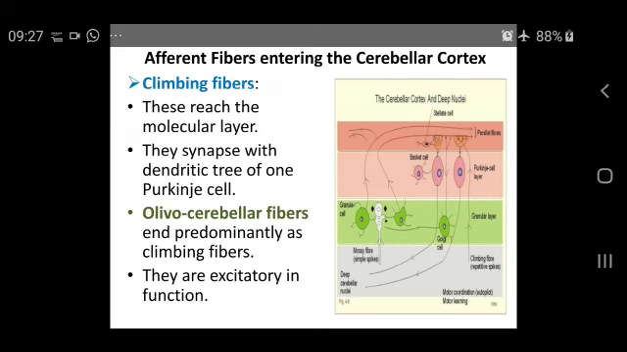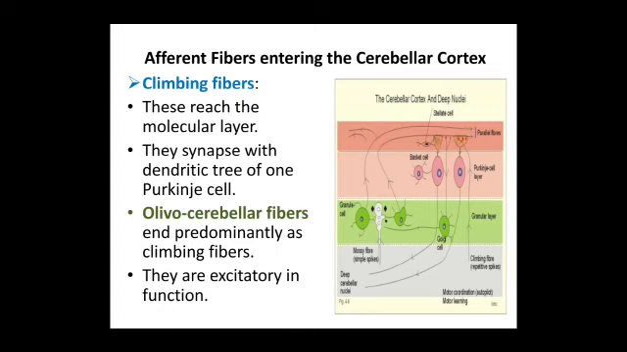Coming to the climbing fibers, these reach the outer layer, that is the molecular layer. They synapse with the dendritic tree of one Purkinje cell, mainly from olivocerebellar fibers and predominantly as climbing fibers. So this is important, and these are excitatory in function.